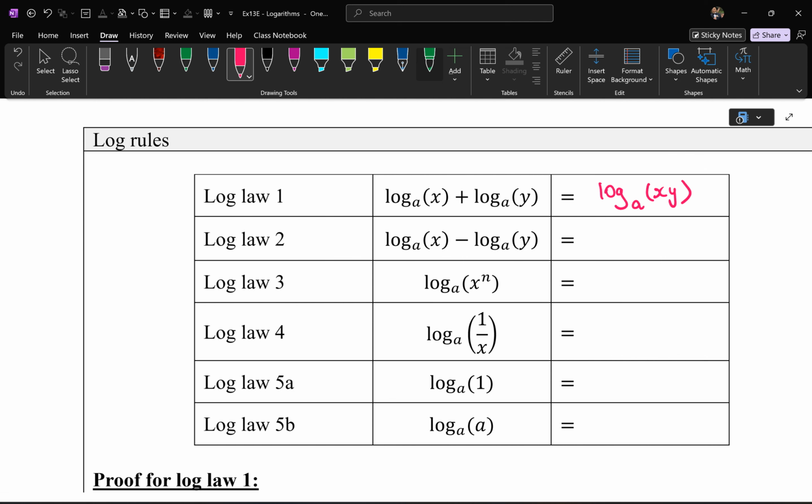Okay, so it becomes x times y. It's kind of like the reverse of your index laws. Your index laws say that if you times the indices and they have the same bases, you add the powers. In logs, it's the other way around. If you add the logs, then when you simplify, it becomes x times y. Similarly, with index laws, remember if you divide them, you subtract. Well, in this case, subtract means you divide. So here this would be log base A of x over y.